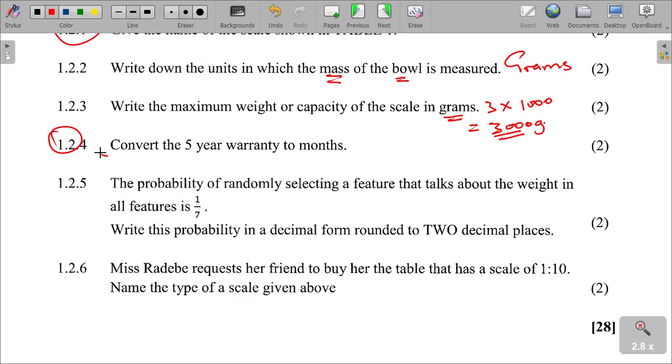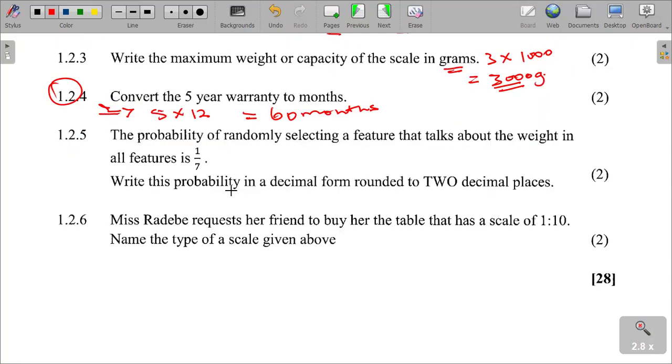This is equal to 5 times 12, in terms of the 5-year warranty that is given there. If you multiply 5 times 12, you get 60. You get your 60 months in this question.